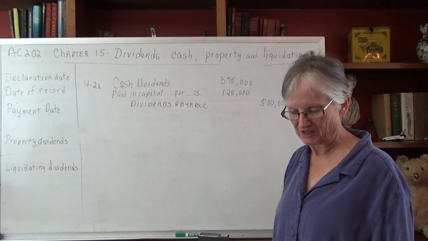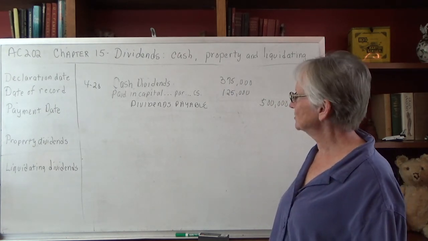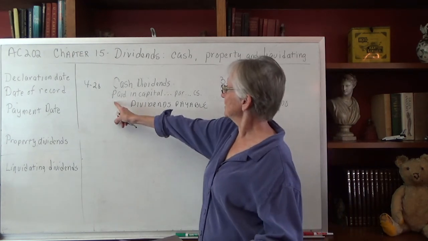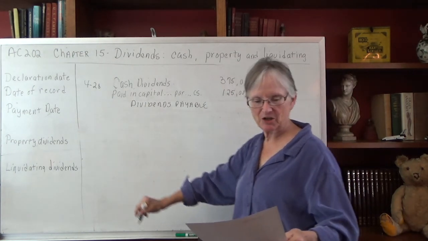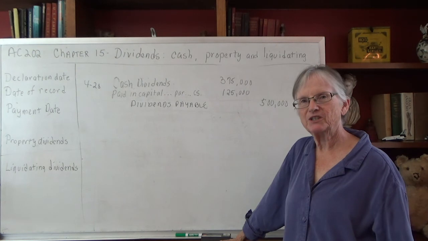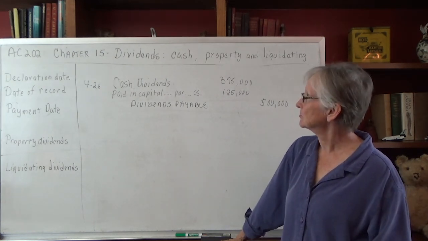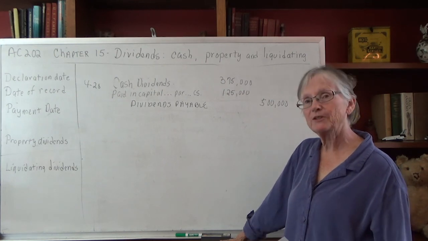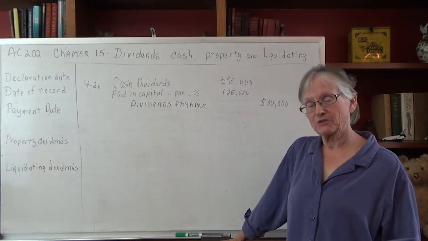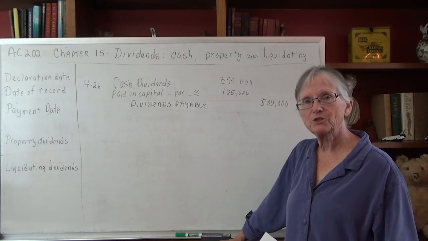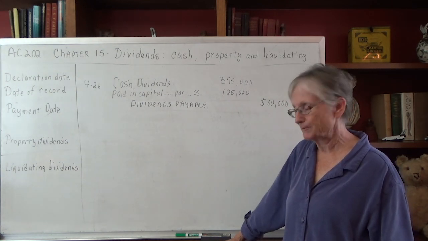So that's what you call a liquidating dividend. We're having to debit paid-in capital in excess of par on our common stock because there's no more retained earnings to cover it. Okay, so you get your cash dividends, your property dividends, and your liquidating dividends. And the next video will look at your stock dividends.